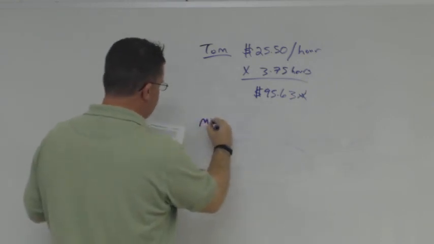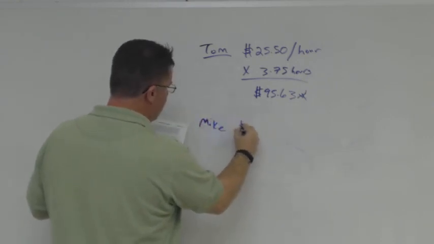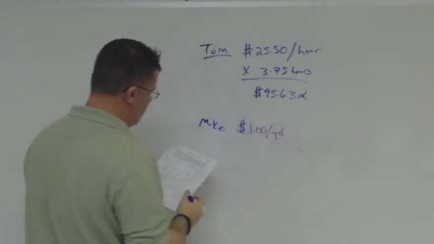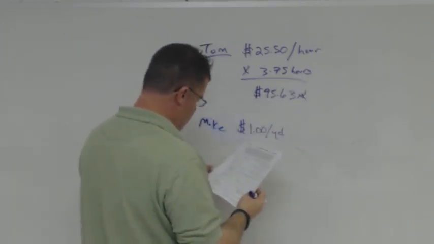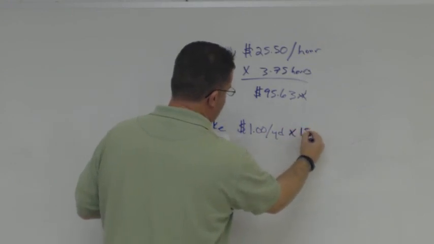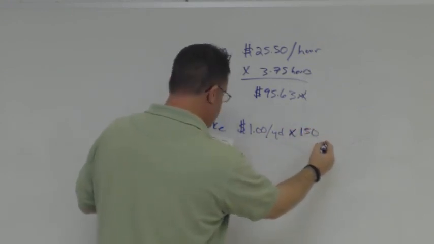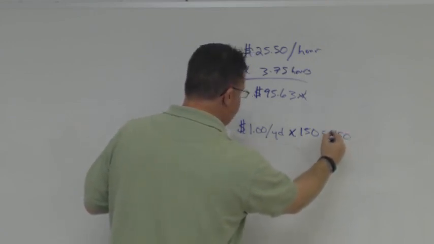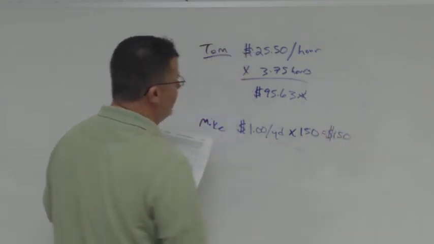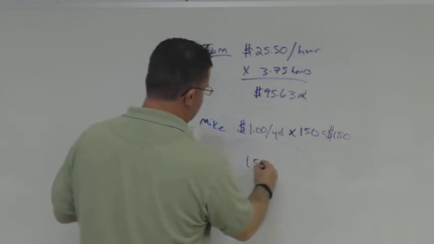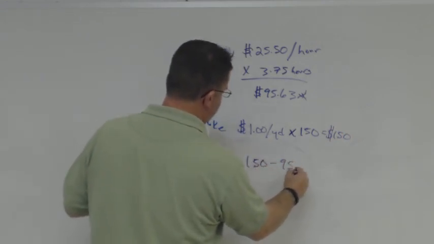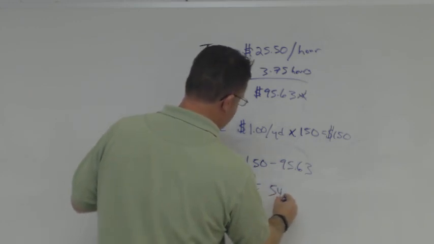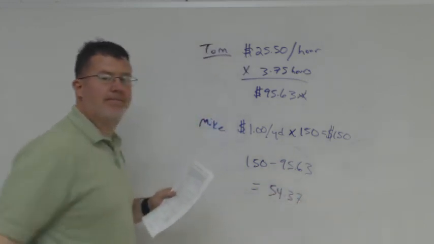Mike was... I didn't round up. It's 95.625, and it said 95.63. Well, a 5 you can go either way. No, a 5 immediately rounds up. He had 150, so 150 minus 95.63 equals 54.37.